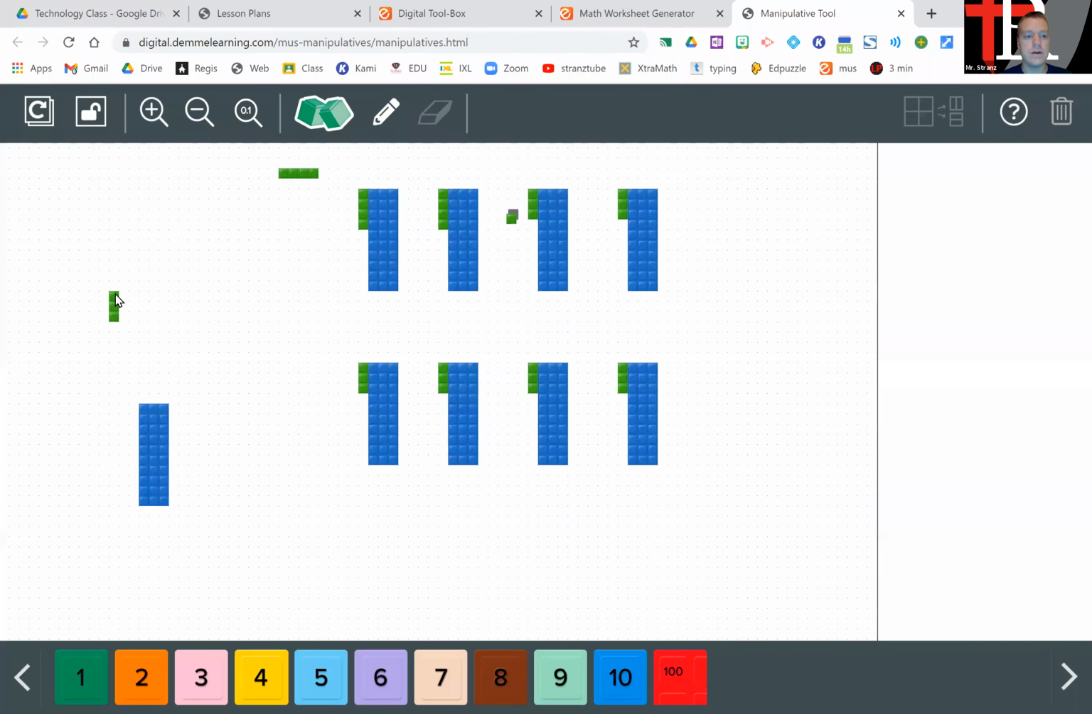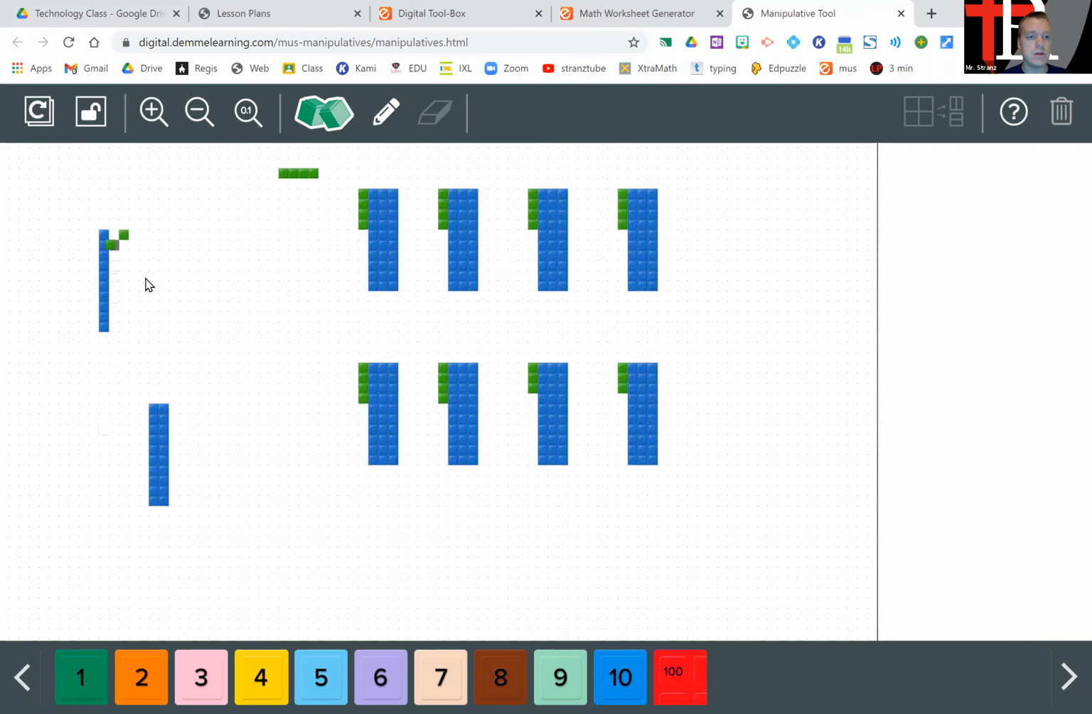Four there, 4 there. Okay, I'm about to convert another stick of 10 into single cubes, which I'm going to do right now. Have to do this a couple more times.